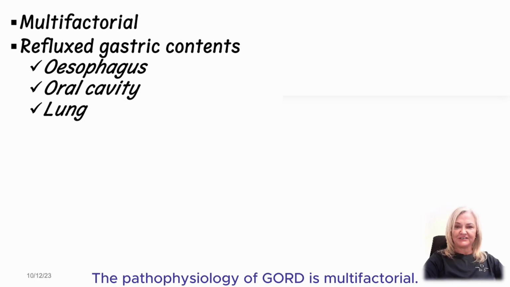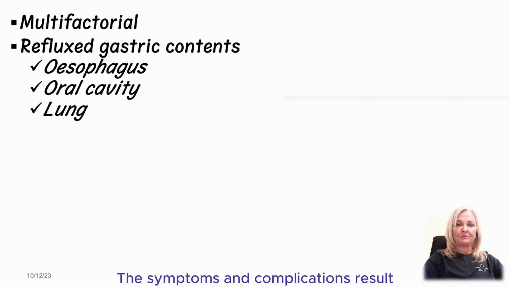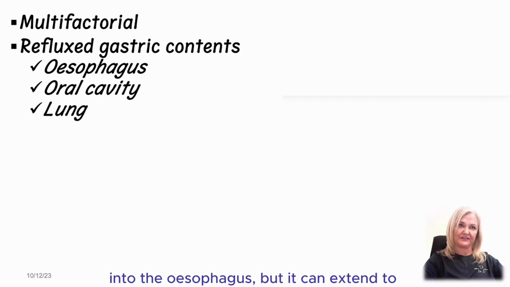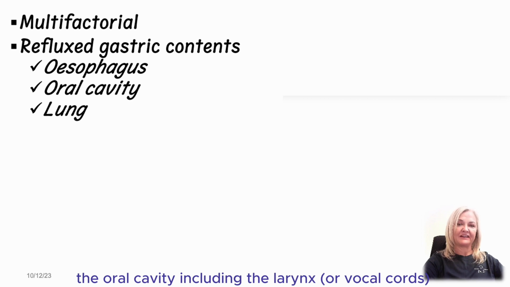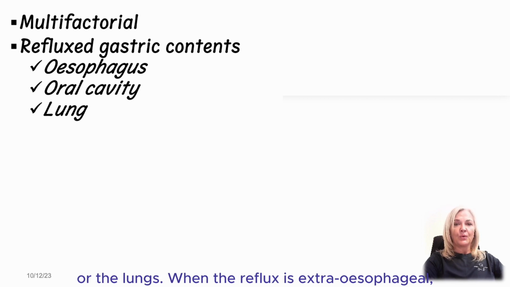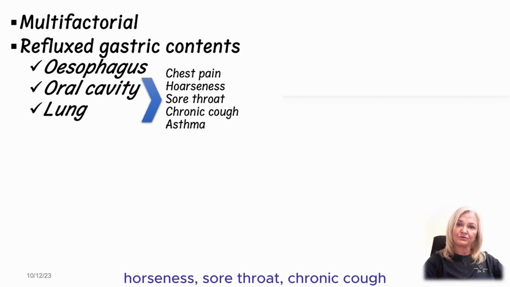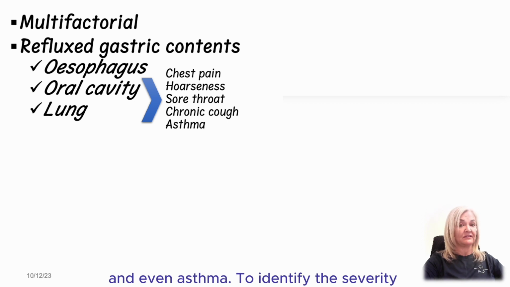The pathophysiology of GORD is multifactorial. The symptoms and complications result from the reflux of acid or bile from the stomach into the esophagus, but it can extend to the oral cavity, including the larynx or vocal cords, or the lungs. When the reflux is extraesophageal, the patient may present with chest pain, hoarseness, sore throat, chronic cough, and even asthma.